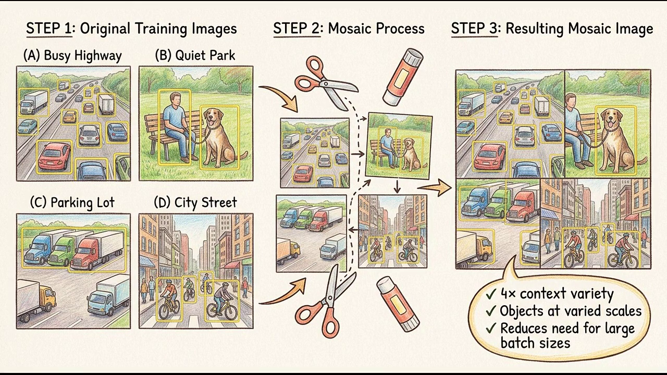Mosaic stitches 4 random training images into one collage. Objects appear at unusual scales and contexts in every training step. It's like studying 4 textbook pages simultaneously, 4 times the diversity per iteration. This also reduces the need for large batch sizes because the 4 subimages provide sufficient statistical variety for batch normalization.